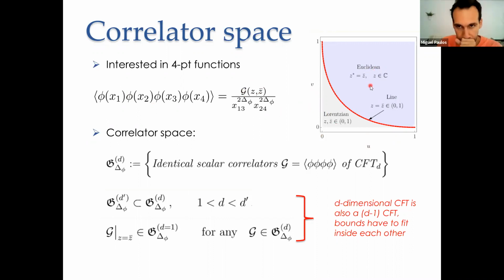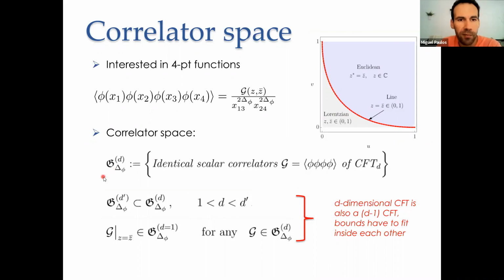There's a Euclidean region. There's a Lorentzian region where z and z bar are independent and real. And there's also the line kinematics where z is equal to z bar. Initially you start off in the region between 0 and 1, but then you can complexify and go somewhere else. These are the basic regions, but mostly we'll sit here and here.